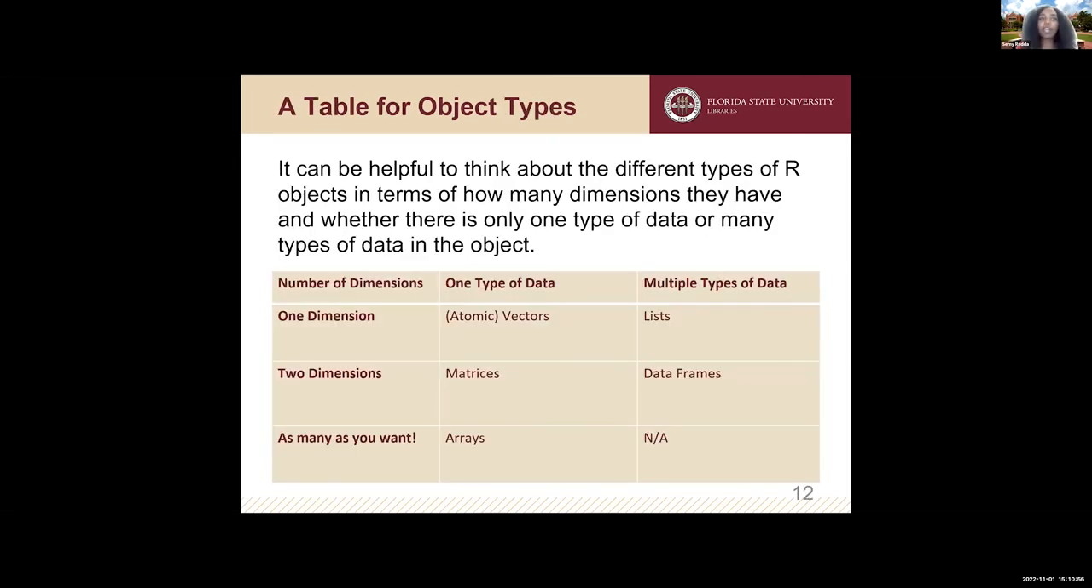All right, so this is just a quick chart to go over the different types of objects, just to help you understand it. You have on the top one type of data versus multiple types of data. So one type of data would be all character variables or all numeric variables or something like that. Multiple types would be a mix. Then you have one dimension, two dimensions, and multiple dimensions. This can just help you keep everything straight.